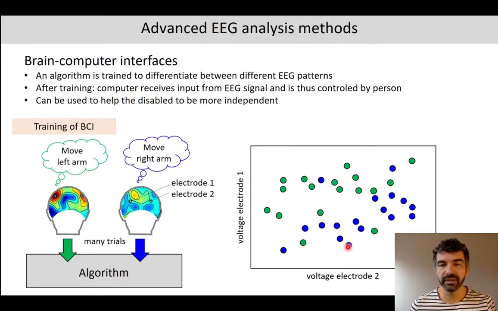This is another trial. Here, participants were instructed to think about moving their right arm, and the voltage at electrode 2 was like this. Voltage at electrode 1 was like this. So each dot here represents one trial, and the color indicates what they had to think about. Now you can maybe see a pattern here. So again, our algorithm needs to be trained in a way to tell these dots apart. So how do we do this? Maybe you want to think about this for a moment.